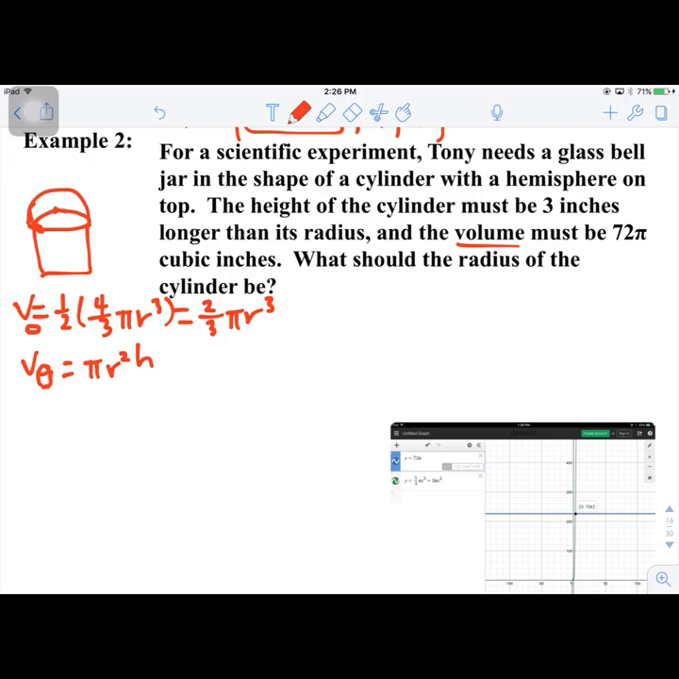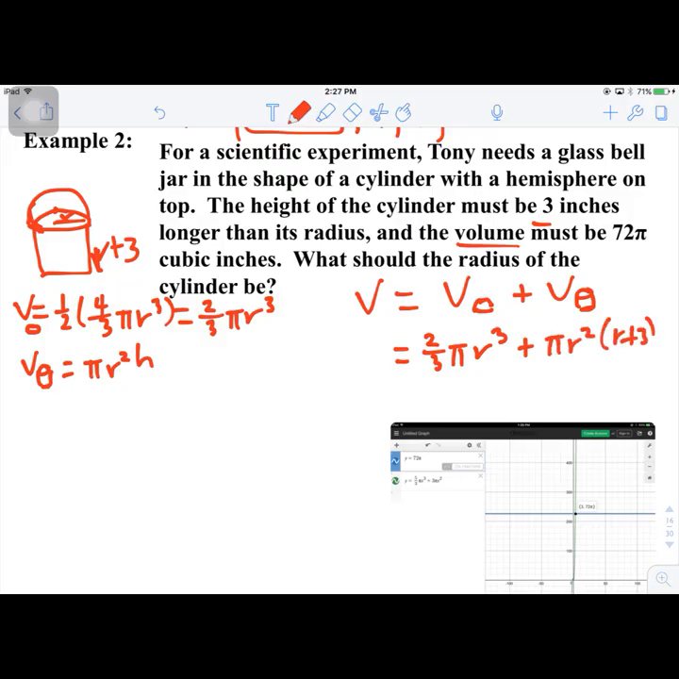So let's describe the dimensions. The shape is a cylinder with a hemisphere, and the height must be 3 inches longer than the radius. So if we let the radius be r, then the height is going to be r plus 3. So now we're going to set up the volume. It's going to be the volume of the hemisphere plus the volume of the cylinder. That will be 2/3 pi r cubed plus pi r squared times h, which is r plus 3.